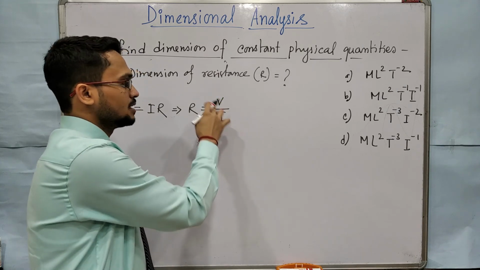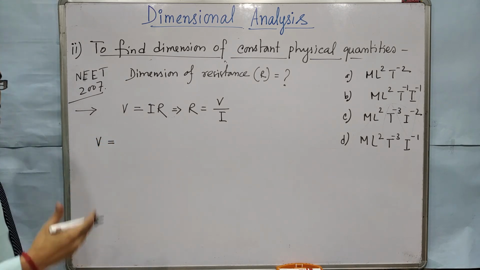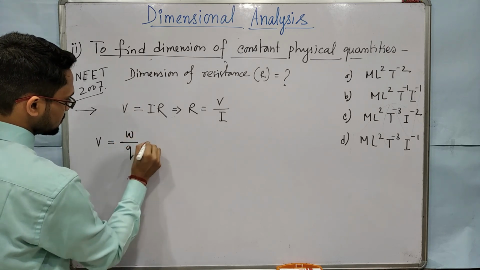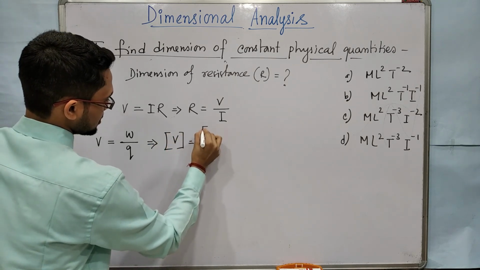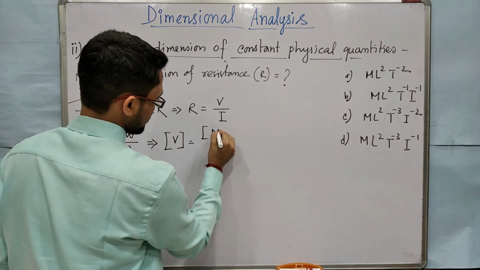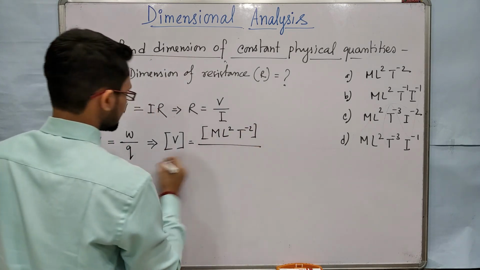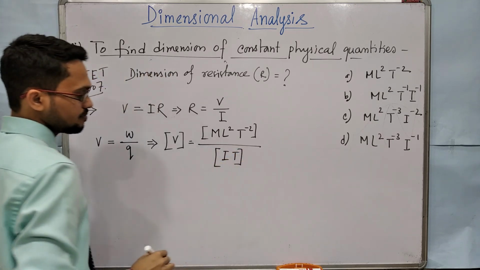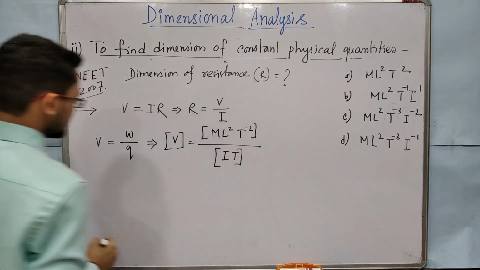Now we have to find the dimension of V. What is the definition of V? Potential or potential difference is the work done per unit charge, so W by Q. Work means force into displacement, so its dimension is M L square T minus 2. Charge is not a basic quantity; charge means current into time. So this is the dimension of V, and current has the dimension I.